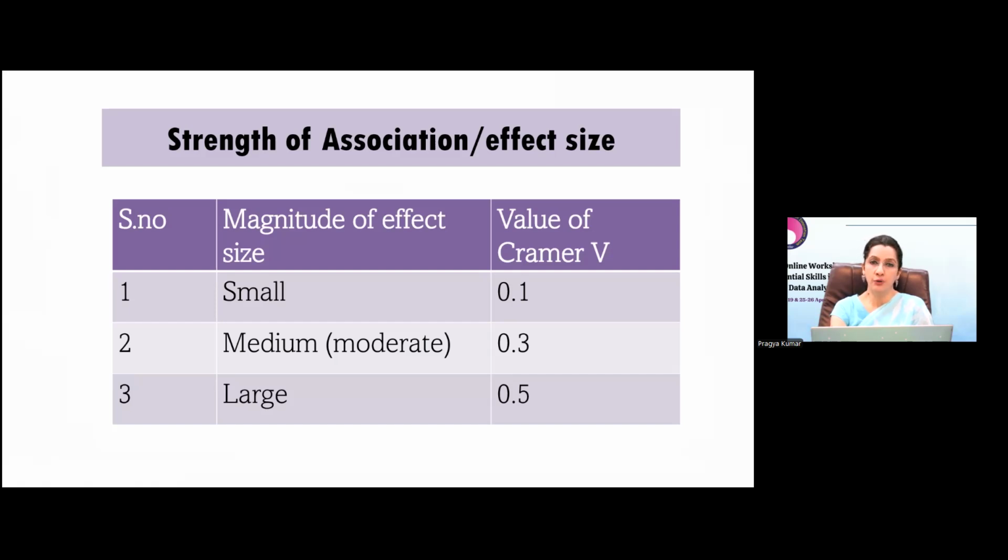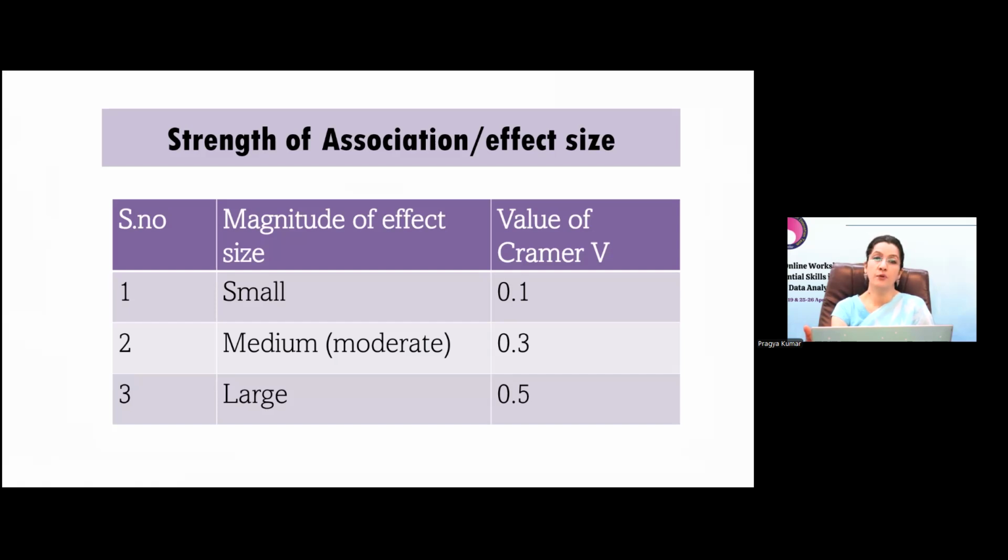So how do you see whether the effect size is small, medium or large? If the effect size is like 0.1 to 0.3, you call it small. If it is from 0.3 to 0.5, you call it medium. If it is 0.5 or more than 0.5, you call it large.